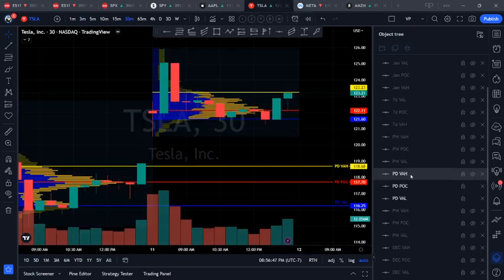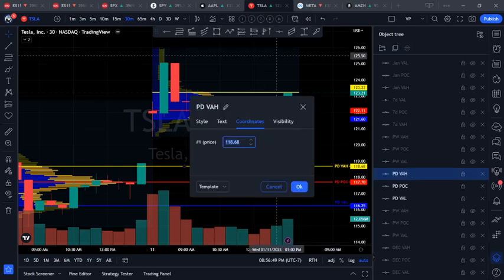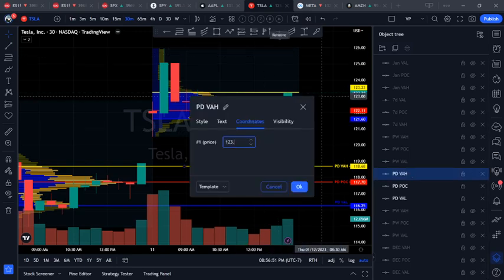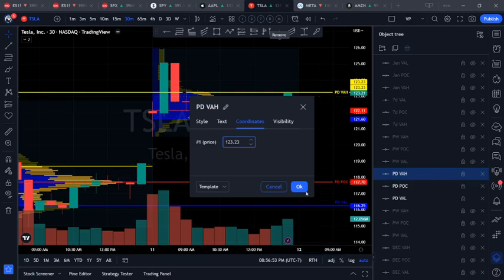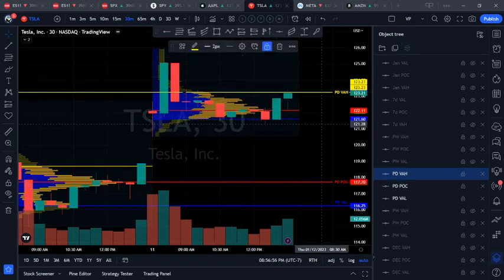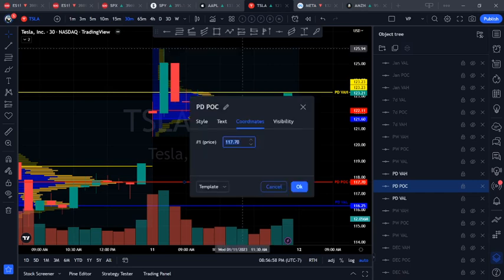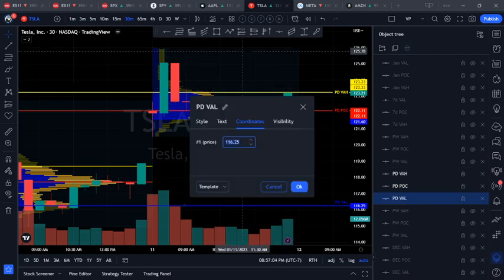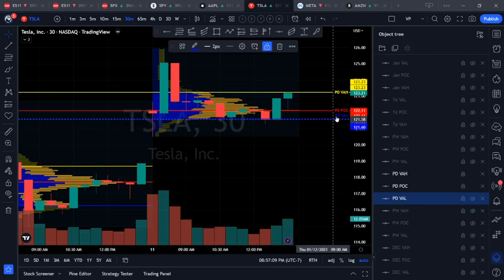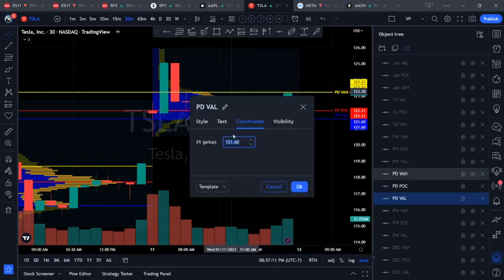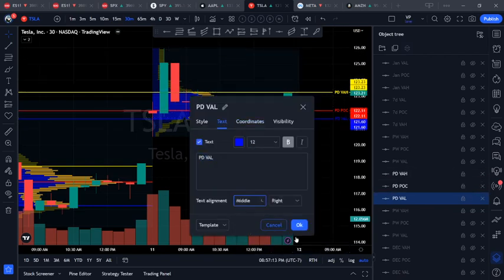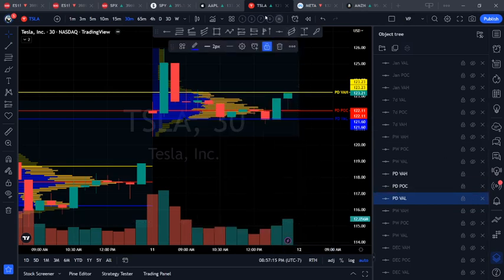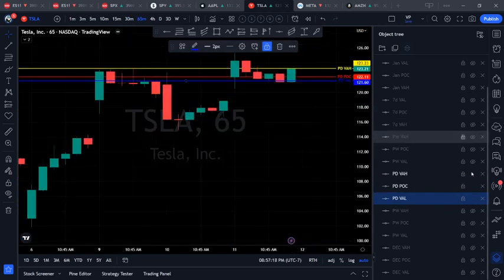Moving on to Tesla. Tesla didn't have much of a range day today, it looks. All right, 122.11. And value area low, 121.60. But I'm going to move this line. There we go. All right, get on to the weekly levels.